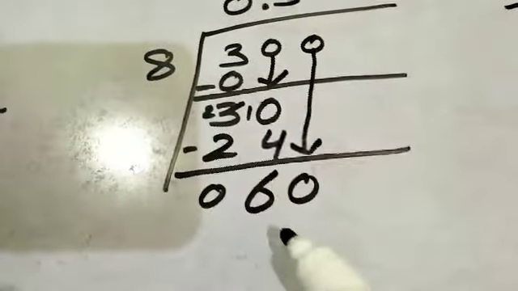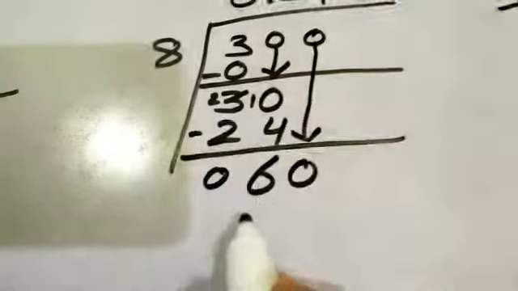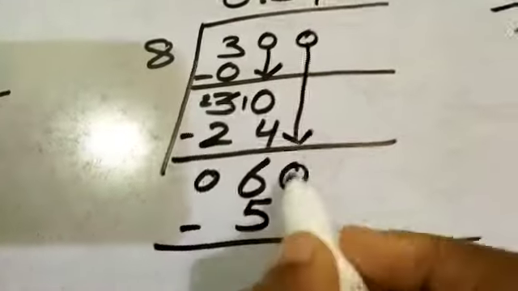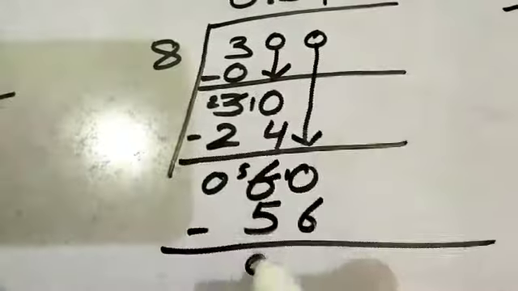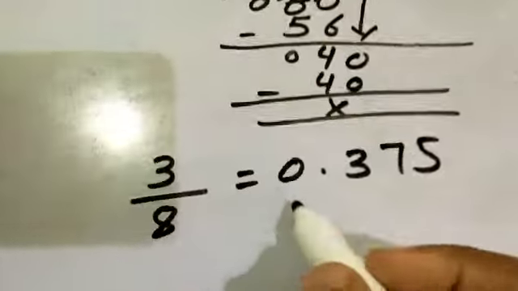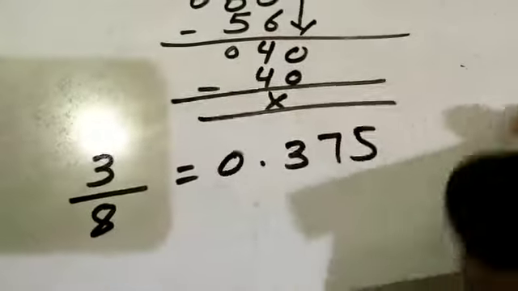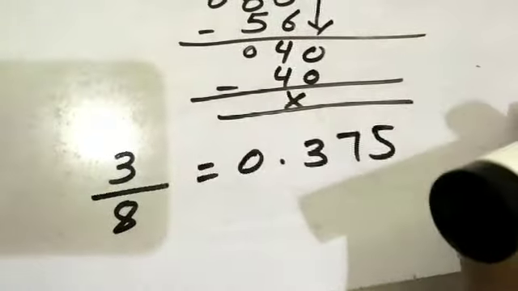8 7 times 56 and 8 8 times 64. So the smallest one is 8 7 times 56. Borrow from this, 5 minus 5 is 0, 10 minus 6 is 4. Write down the next number 0. 8 5 times 40. So 3 over 8 equals 0.375. This question is also exactly divisible. 0.375. No more solution.